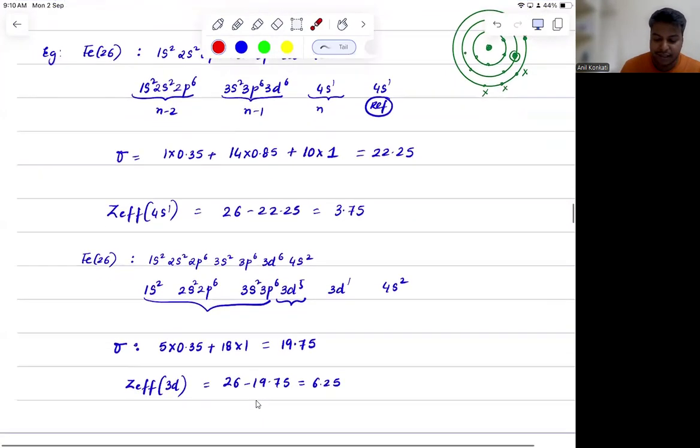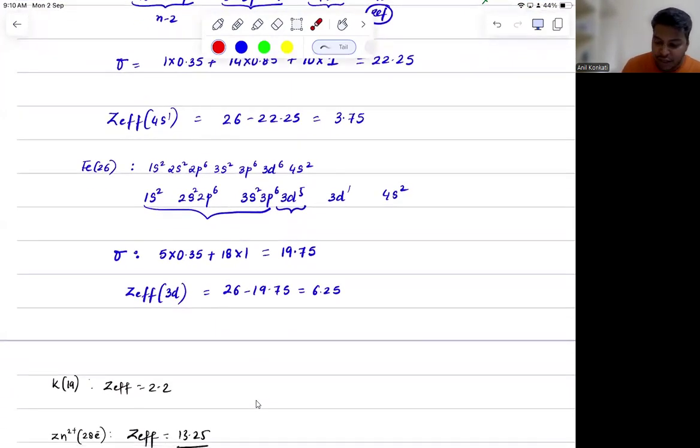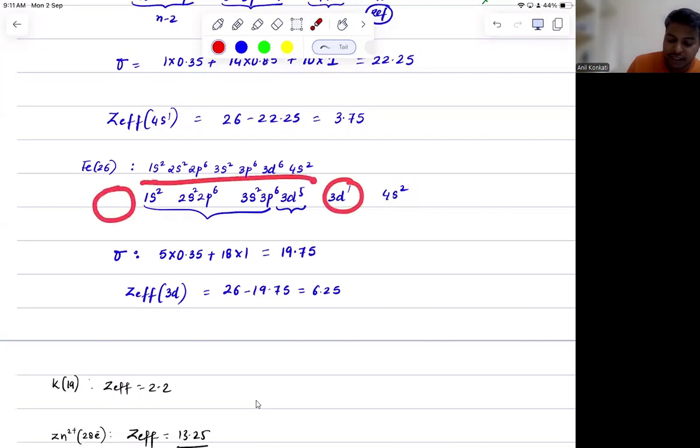Now, for the same iron, imagine I'm trying to figure out the Z effective on a 3d electron. The 4s electron has no role in it because 4s is the next orbit, right? The outer orbit has no role. Only the orbits and electrons between the reference electron and the nucleus need to be checked. So between 3d and the nucleus, these are the electrons present, and they will give the screening factor.